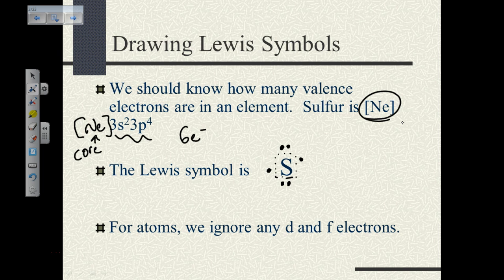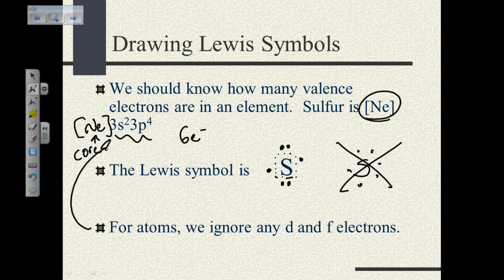So this is the Lewis symbol of sulfur. What we don't want to do is go 1, 2, 3, 4, 5, 6, where it's not clear what's paired and what's not. That's a no-no.